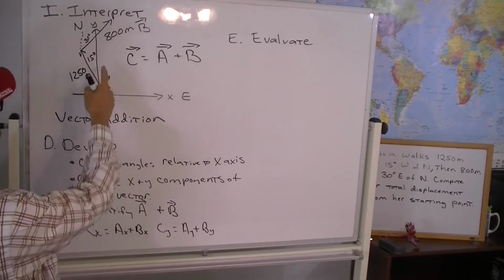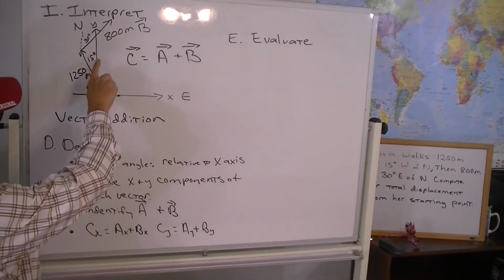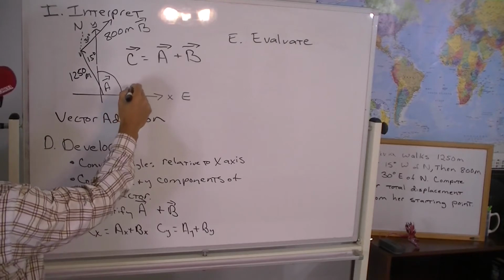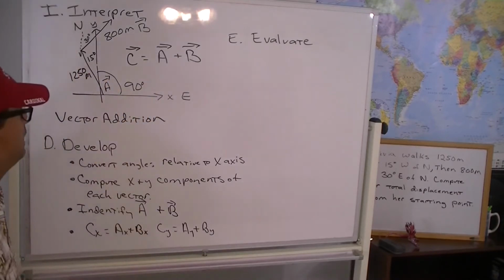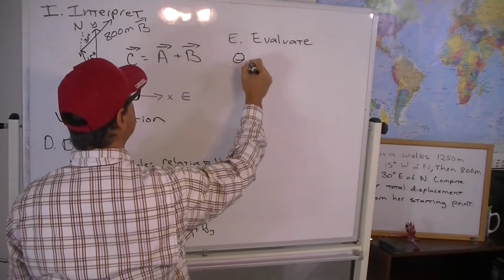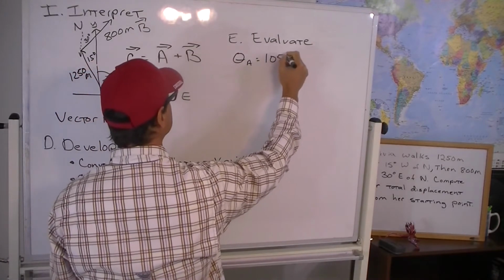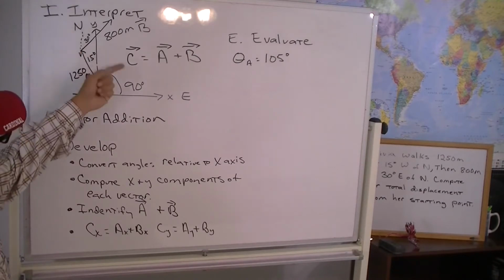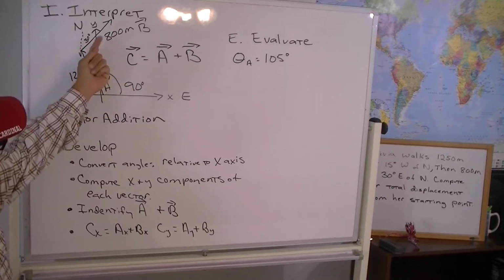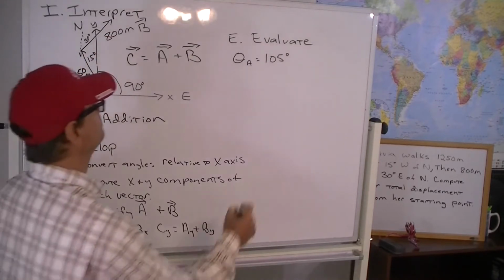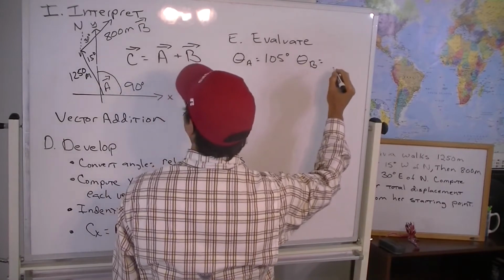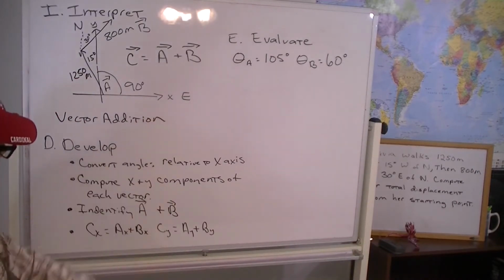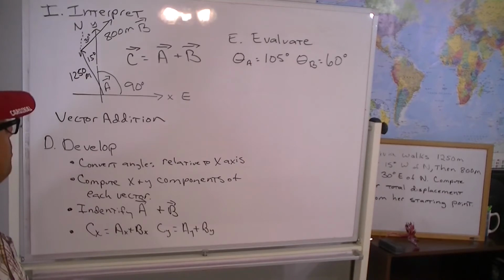It's 15 degrees west of north. So to make that relative to the positive x-axis, we have to add this 90-degree angle here to it. So 90 plus 15 is 105. So theta A is 105 degrees relative to the positive x-axis. And then theta B is actually 90 degrees minus 30 degrees because it's east of north. So theta B is equal to 60 degrees.